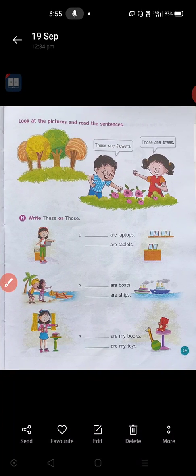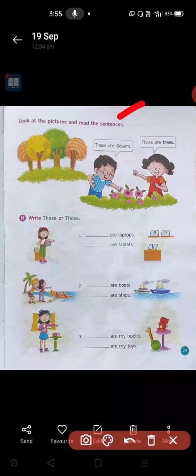Now H main. Before that H main they have given something. Look at the pictures and read the sentences. What are these children doing here? In the previous video I told you about this and that. If anything is nearer to you, we call it this. This is a bottle, this is a cup, this is a pencil, this is a box, this is a mobile. If anything is very far from us, that is a book, that is a bottle, that is a cup, that is a pencil, that is a board. Like this, that is a TV, that is a mobile, we need to use.